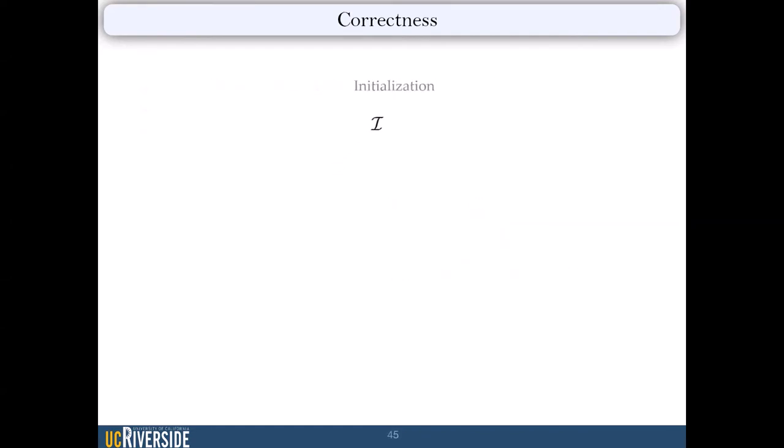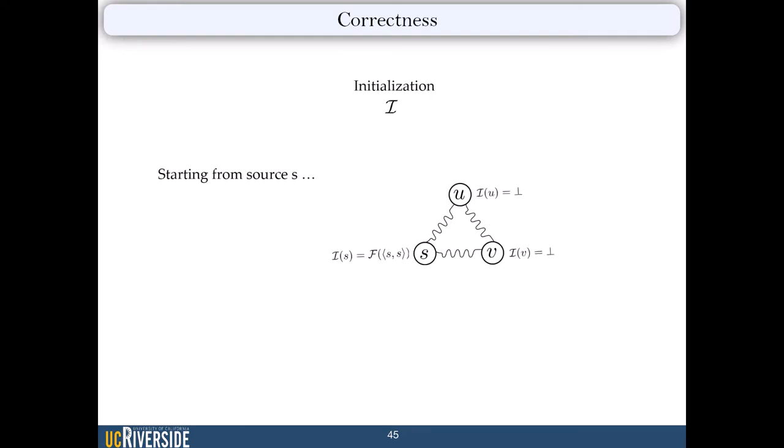Given a path-based reduction that starts from the source S, the correctness condition for initialization requires the value of the source vertex S to be equal to the result of applying the path function to the initial path with M0, and the rest of the vertices to be undefined.